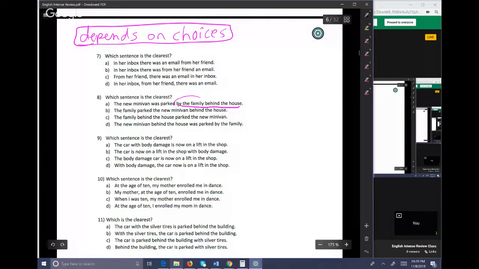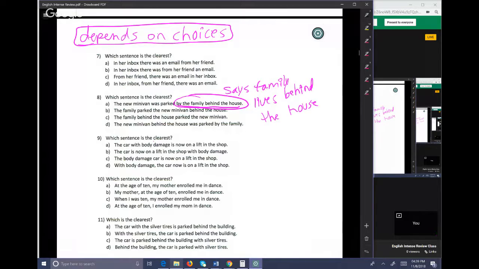So "by the family behind the house" says that the family is what lives behind the house. And I'll be a little bit more dramatic here. Instead of just saying it says that the family is behind the house, they're essentially saying that the family lives behind the house. They're describing that as their default place, their default position.